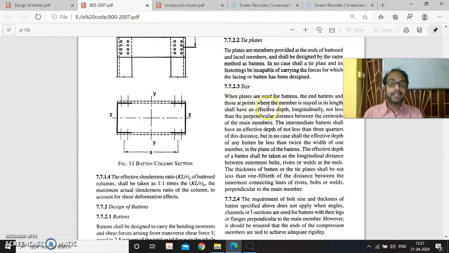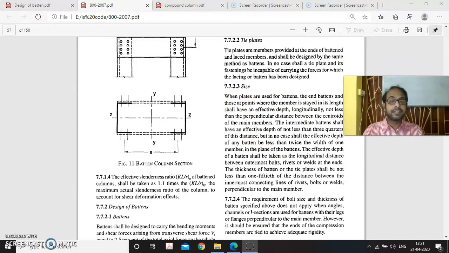Thus, when plates are used for batten and batten ends, those at points where the member is stayed in its length shall have an effective depth longitudinally not less than the perpendicular distance between the centroid of the main member, and the intermediate battens shall have an effective depth of not less than 3/4 of the distance.